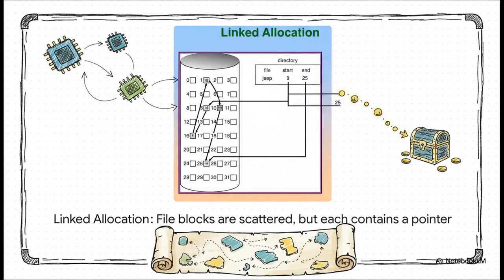So the OS got smarter. With linked allocation, it decides, hey, let's just break the file into smaller pieces and scatter them wherever there's an open spot. The trick? Each little piece contains a pointer, like a little breadcrumb, that leads you directly to the next piece. It's like a treasure map that links the entire file together, no matter where the pieces are hidden.